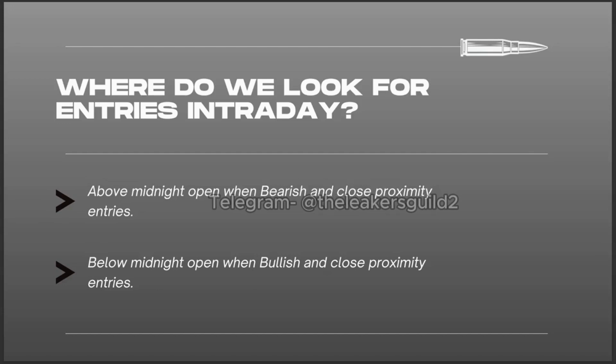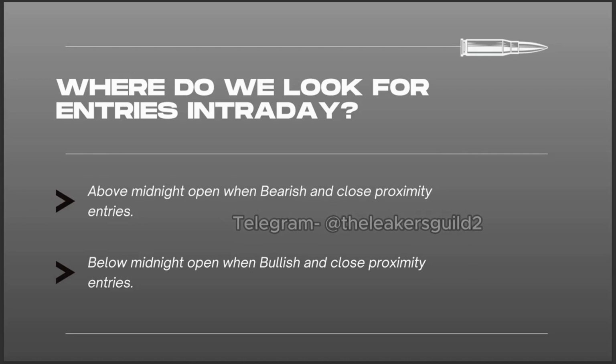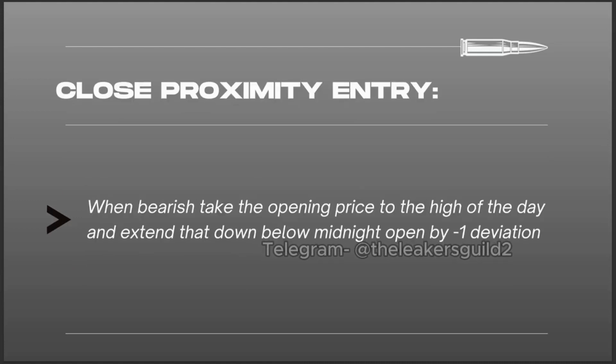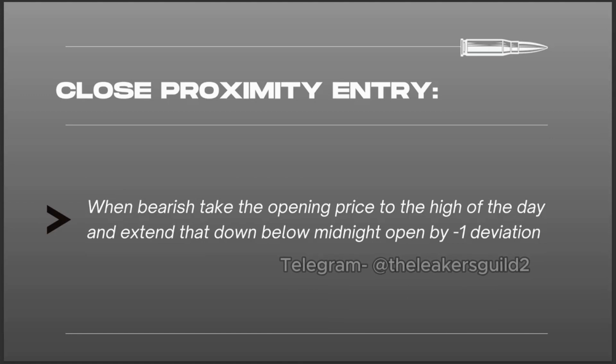So where do we look for entries intraday? As always, map out your New York midnight opening price, right? Above midnight opening price when bearish, and a close proximity entry. And we're going to be talking about that a little bit more in the next slide. And if we are bullish, below midnight open, right? And a close proximity entry. Now, what is a close proximity entry? When bearish, take the opening price to the high of the day and then extend it down below midnight open and use one standard deviation of this.